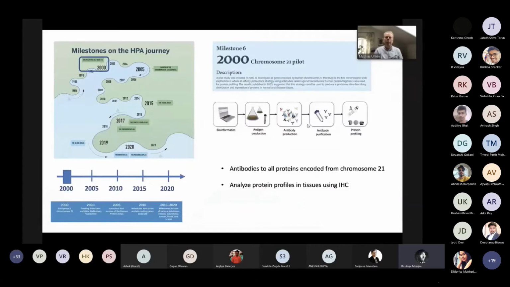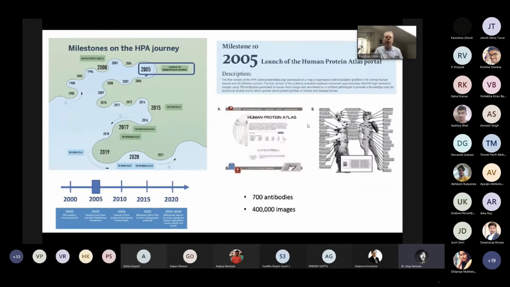One of them, it started back in 2000 with a chromosome 21 pilot. We decided to make antibodies to all proteins encoded from chromosome 21, and then to analyze protein profiles in tissues. 5 years later, we launched the first protein atlas with 7,000 antibodies, and we were very proud to have 400,000 immunohistochemistry images in that launch.